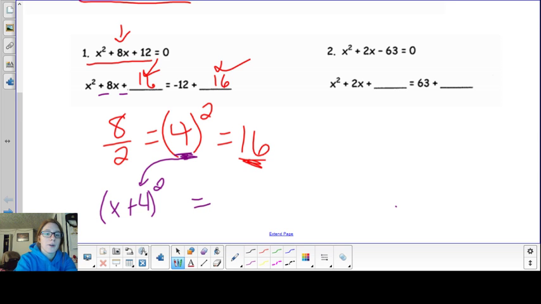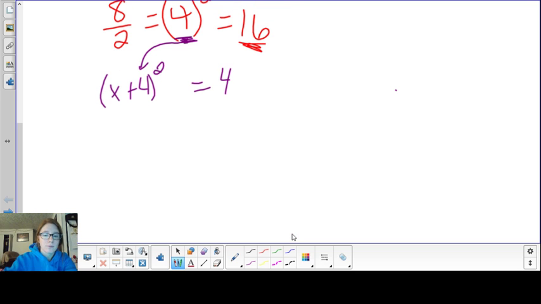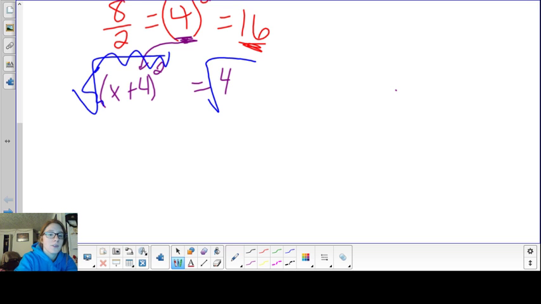Now we need to deal with the right side of my equal sign. So I have negative 12 plus 16, which will give me 4. Excuse me. Next, it tells me to take the square root of both sides. The square root with the square ends up canceling each other out. So the only thing left is x plus 4. And the square root of 4 could be positive 2 or negative 2. So we say it's plus or minus.